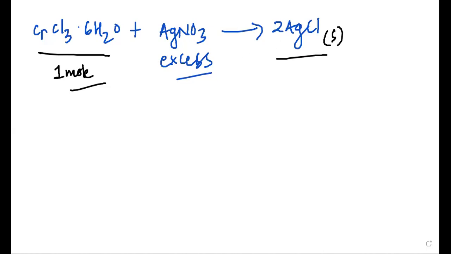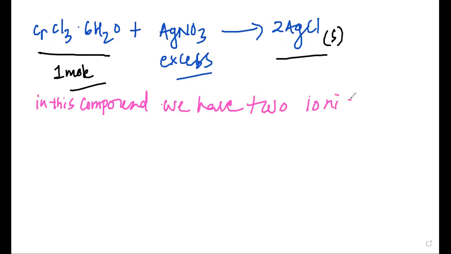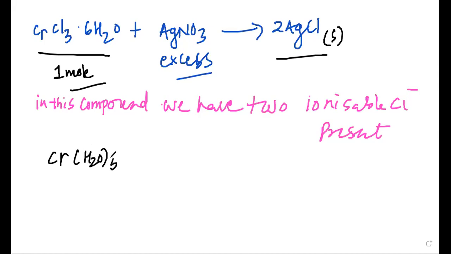What does it mean? That means in this particular compound we have 2 ionizable Cl minus present. Therefore, this compound should be Cr, then it should have H2O5 inside it.